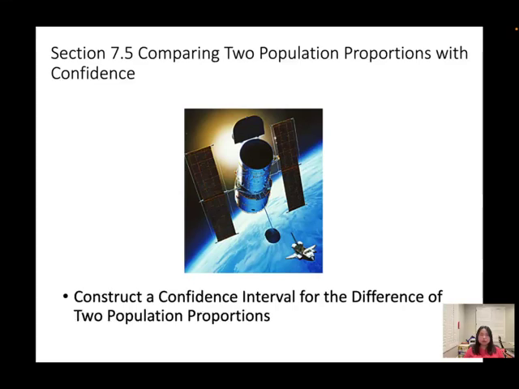Section 7.5, comparing two population proportions with confidence. In Section 7.4, we talked about how to find the confidence interval for the population proportion, and in Section 7.4 we only talked about one population. In this section, we will be working with two population proportions, and we need to know how to construct the confidence interval for the difference of the two population proportions.